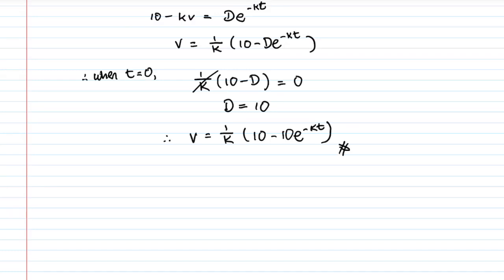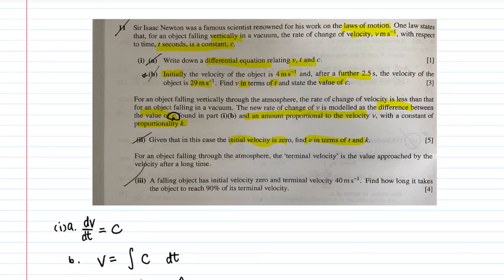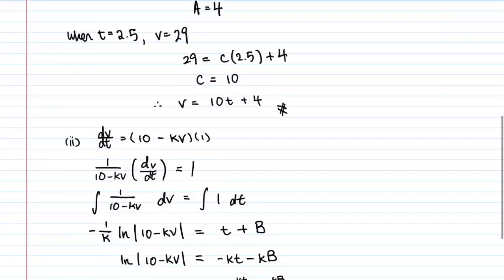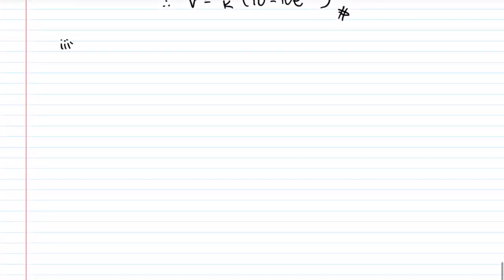Okay, the last part, part 3, is the part that you always see in every type of differential equation question. Terminal velocity, whereby the initial velocity is 0 and terminal velocity is 40 meters per second. So how long does it take for the object to reach 90% of its terminal velocity? So terminal velocity is 40, so over here, 90% will be 0.9 times 40 to find what the 90% is. So let's do part 3 real quick.